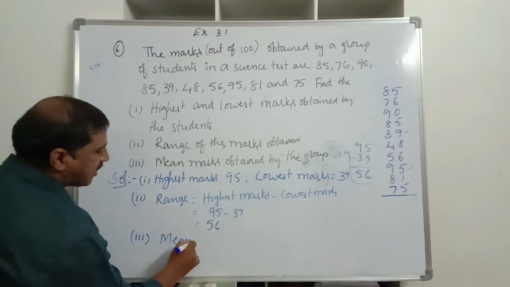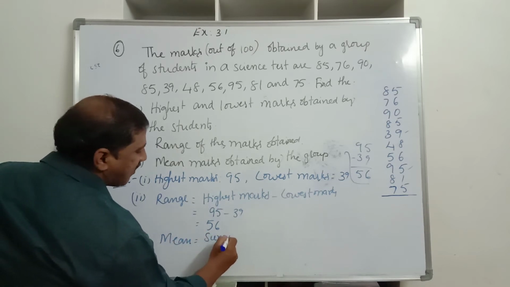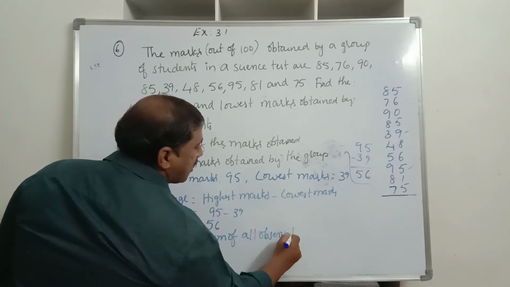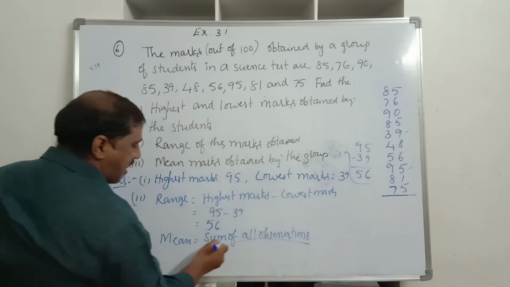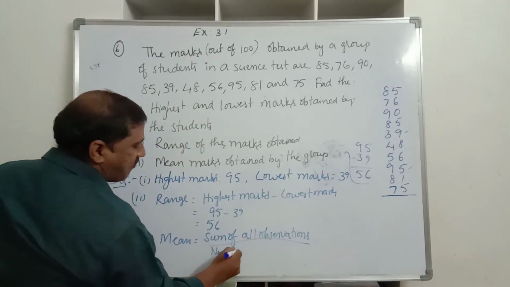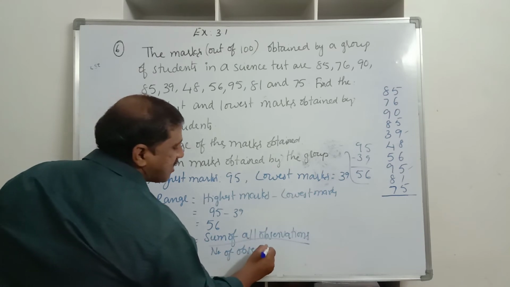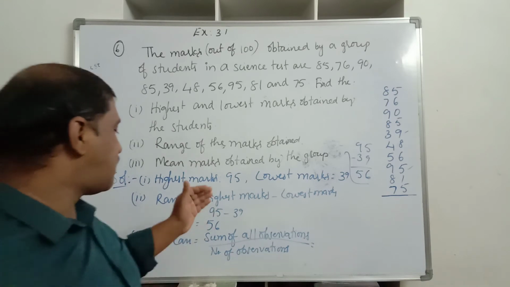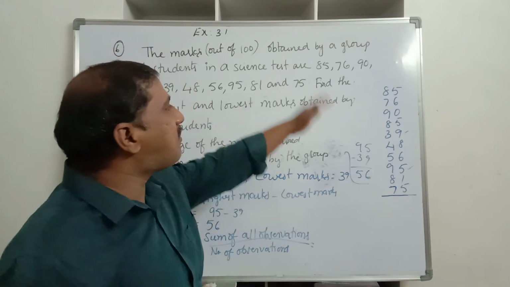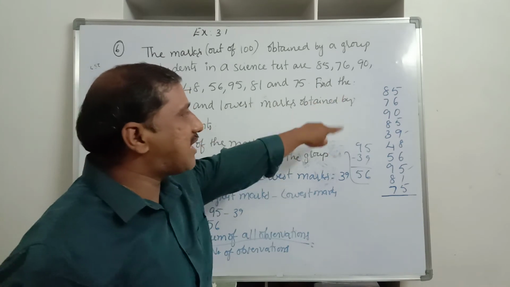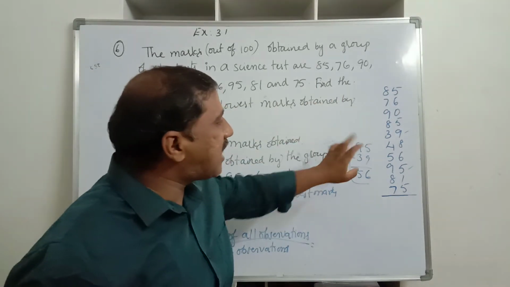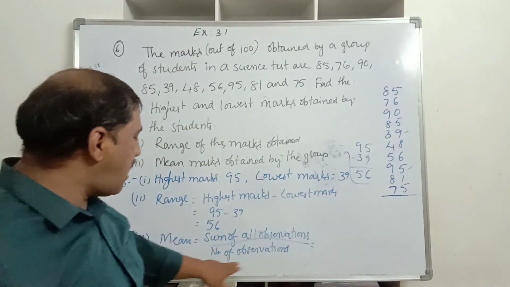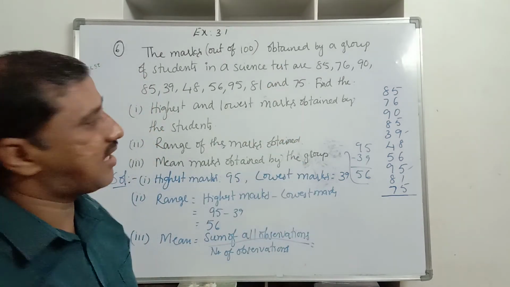Mean is equal to, what is the formula? It is the sum of all observations divided by the number of observations. How many observations are there here? That is the number of students. How many students are there here? 10 students are there. Sum of all observations means add all the marks of the 10 students, that is 85, 76, 90, 85, 39, 48, 56, 95, 81 and 75, divided by the number of observations. 10 observations are there. Now add this.